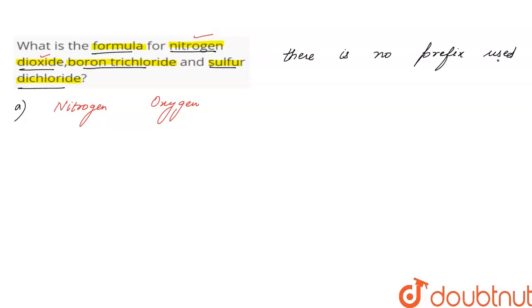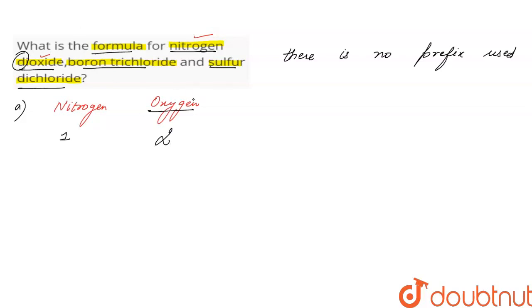Let's start the question. In the first compound, the atoms here are nitrogen and the second element, oxygen. Before nitrogen, there is no prefix used. It tells that there is only one nitrogen atom. And before oxygen, the prefix used here is di. That means it denotes that there are a total of 2 oxygen atoms.